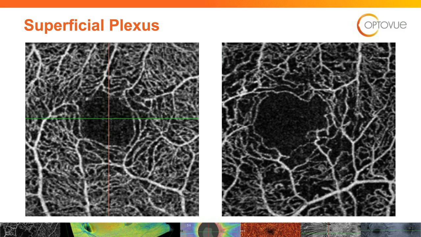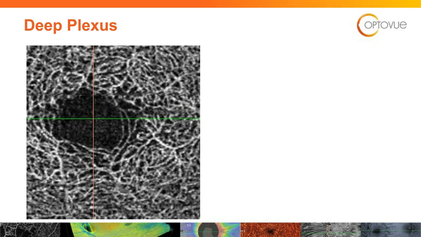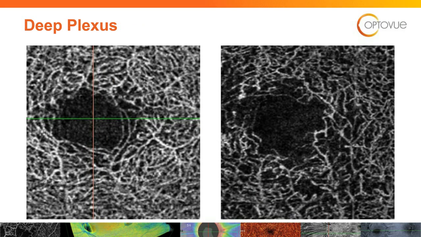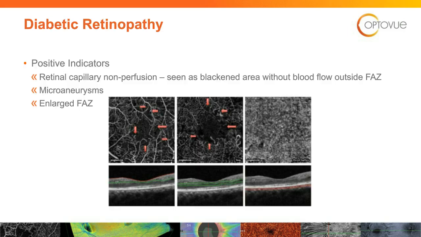A little bit deeper, here's the deep capillary plexus. And once again, there it is. And you can see the remodeling, the capillary dropout, the FAZ area enlargement, the perimeter enlargement as well, which we'll get into a little bit more in just a second. So remember those indications.